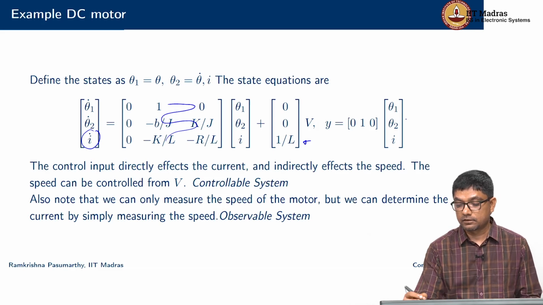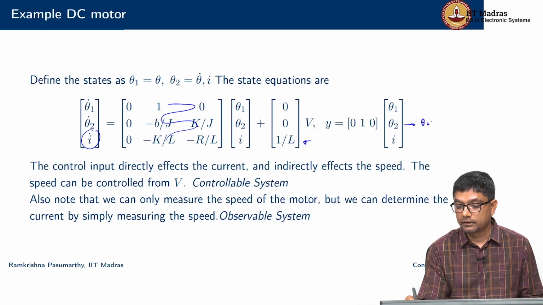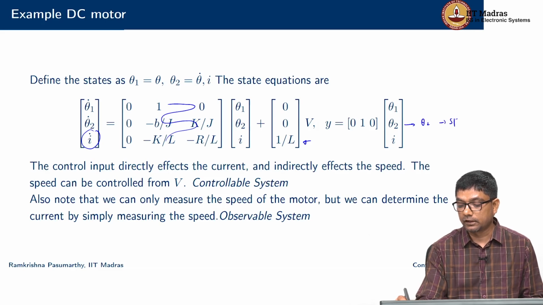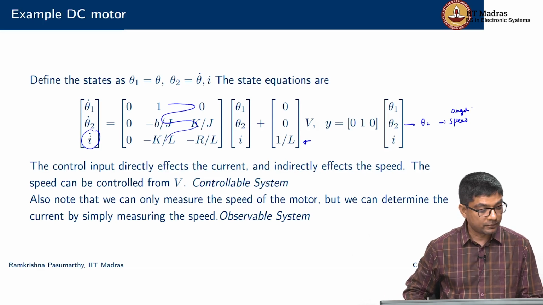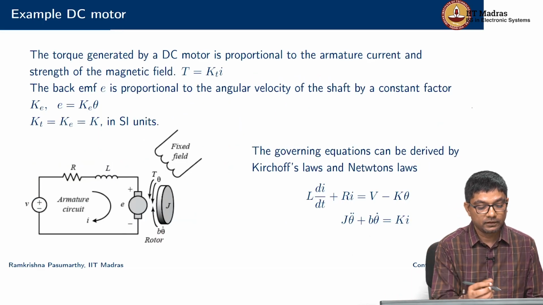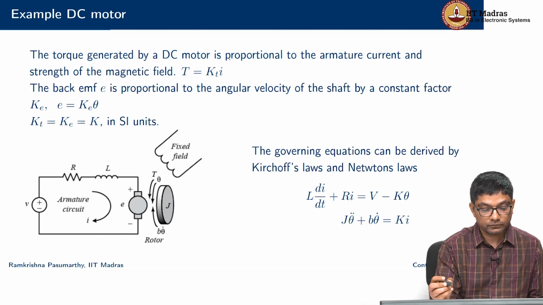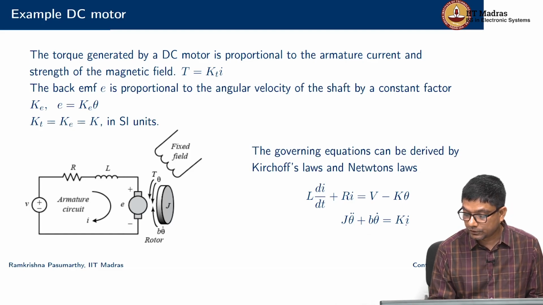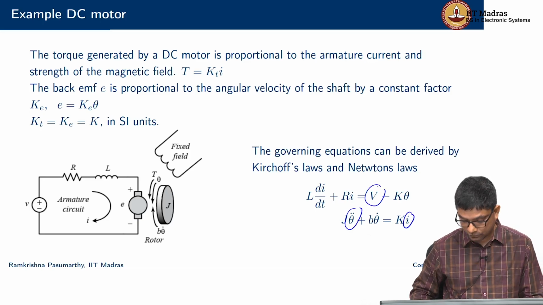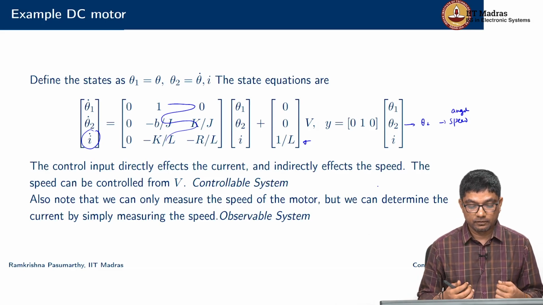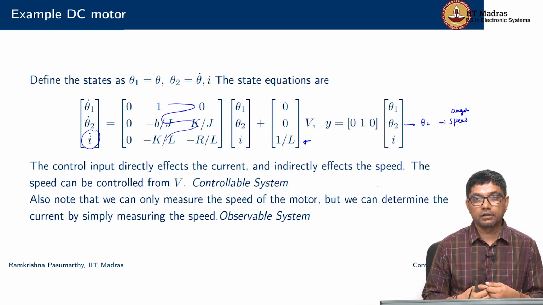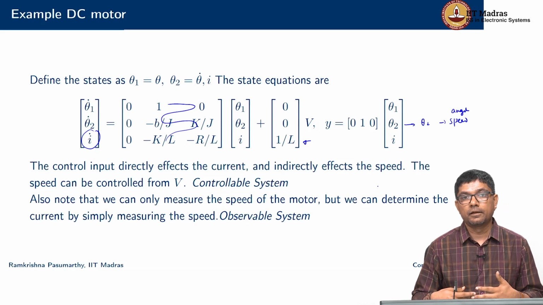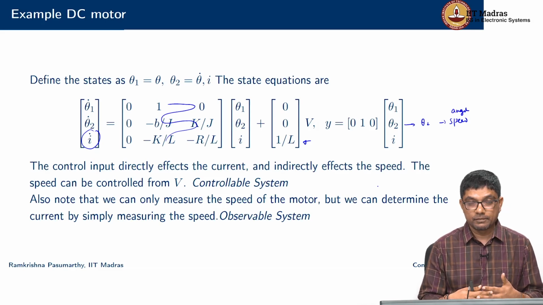What about measurements? I measure theta 2, which is the angular speed, and there is a nice relation between theta and the current, and then the input voltage, and so on. So if I just measure the speed of the motor, I should also be able to determine the current by simply measuring the speed, right.